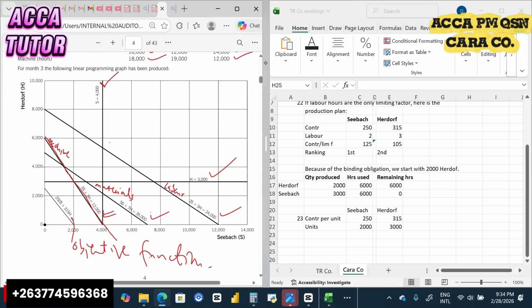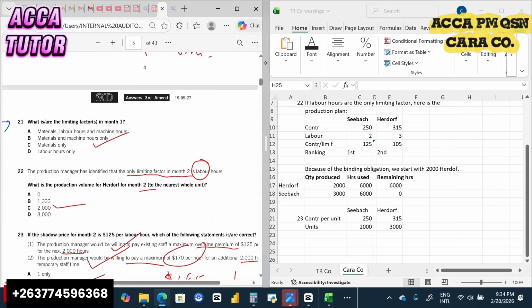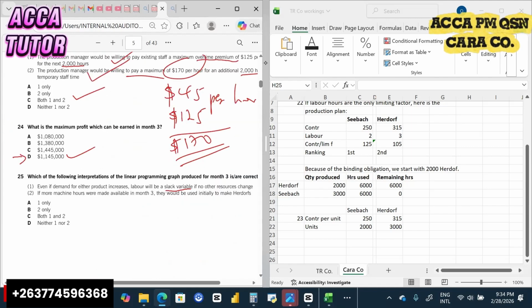So there is more labor. More excess labor. So this one is a slack. Very far away from the feasible region. So for labor, even if demand of either product increases, labor will be a slack variable if no resources change. So 1 is correct.